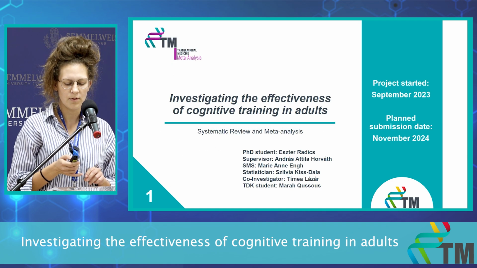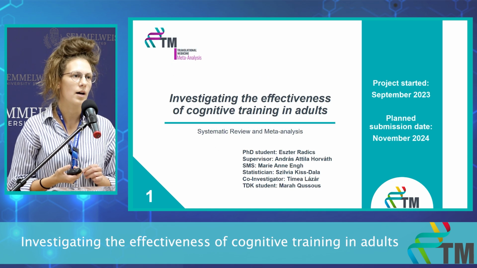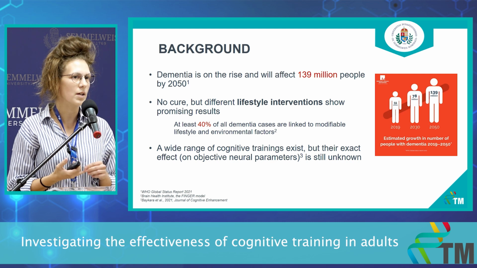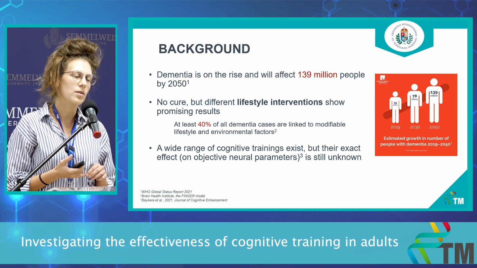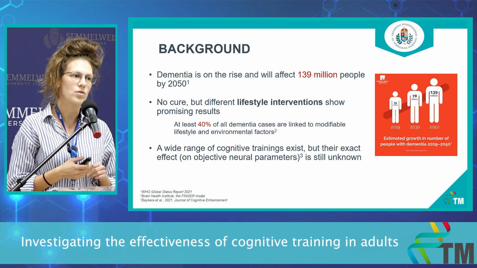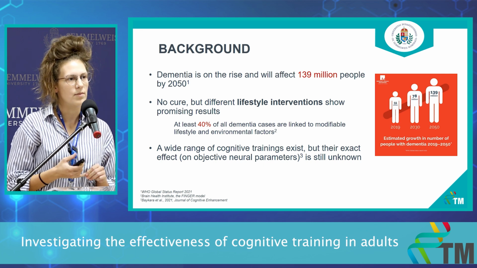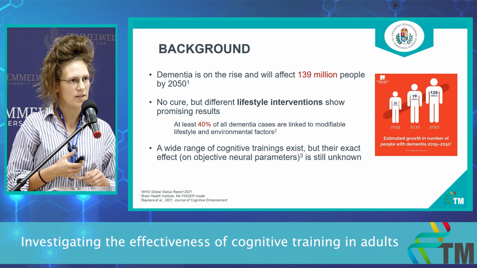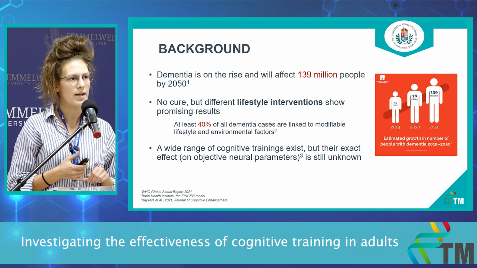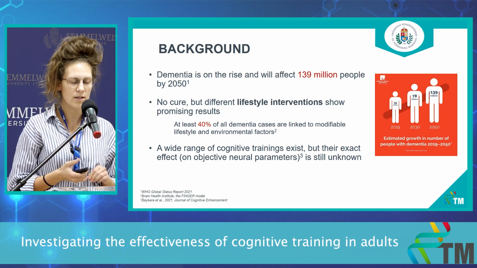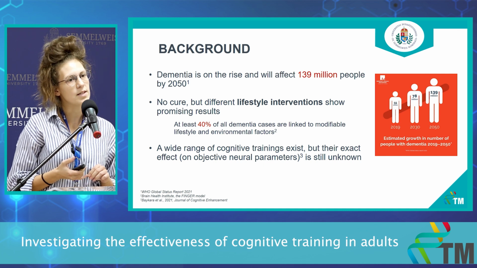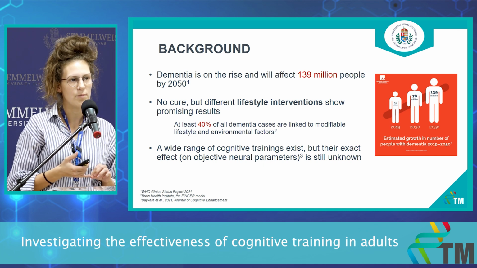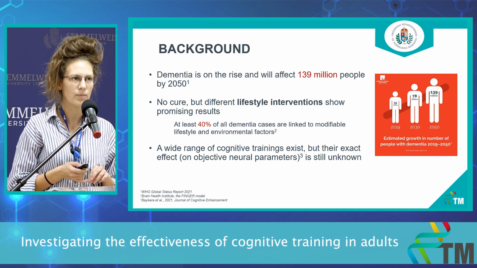About the first project, dementia is on the rise, and it will affect 139 million people by 2050. There is no cure yet, but different lifestyle interventions show promising results. A recent study showed that at least 40% of all dementia cases are linked to modifiable lifestyle and environmental factors. And a wide range of cognitive trainings exist, but their exact effect on objective neuroparameters is still unknown.